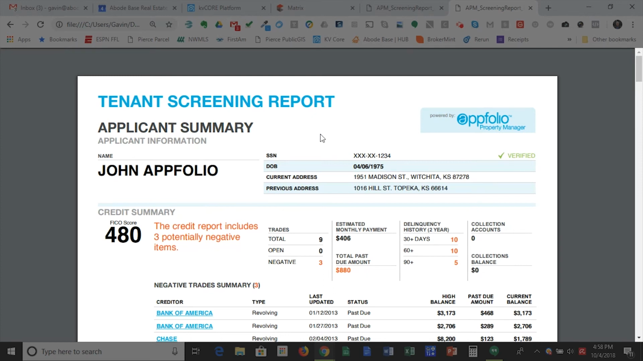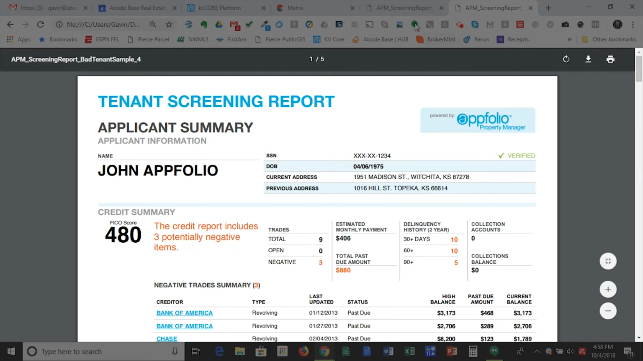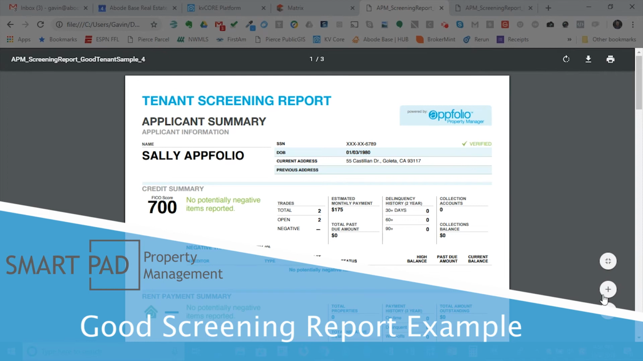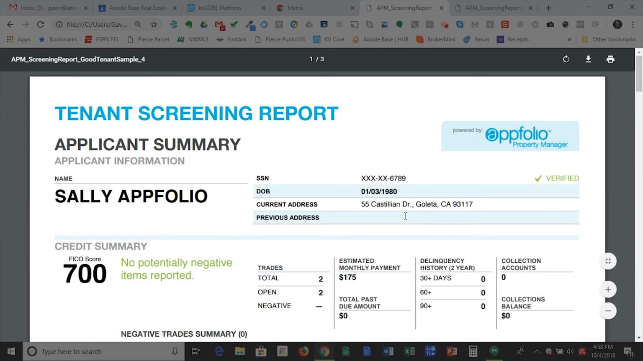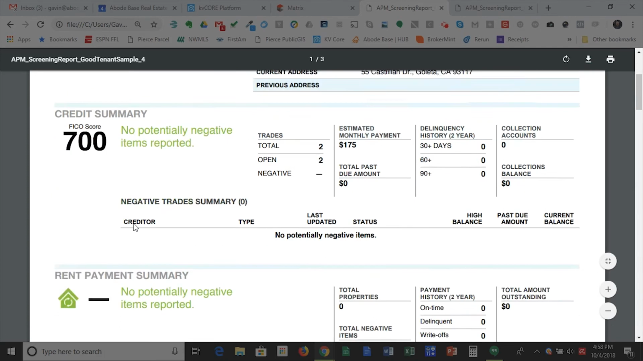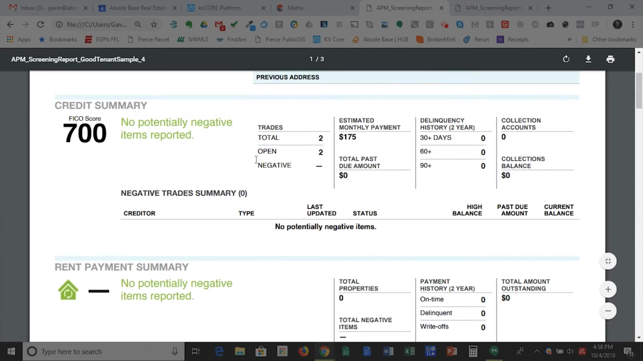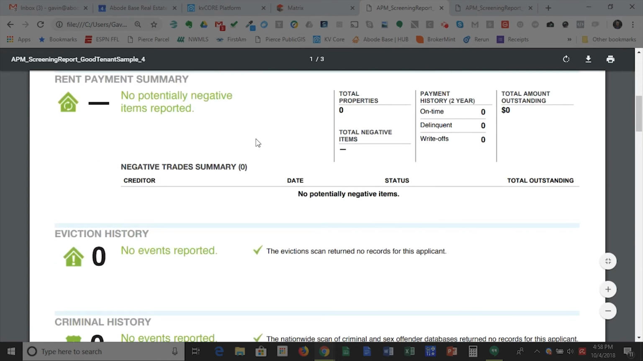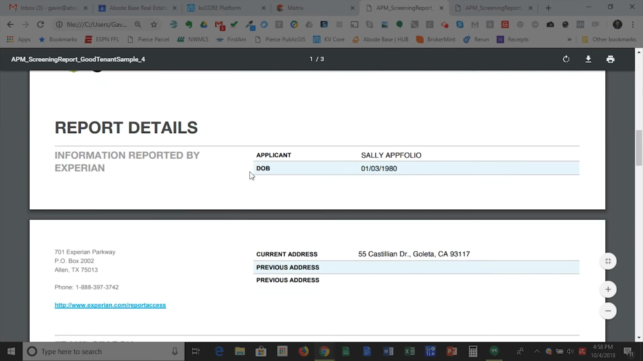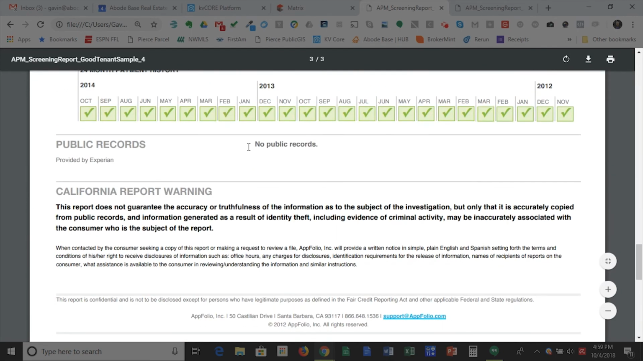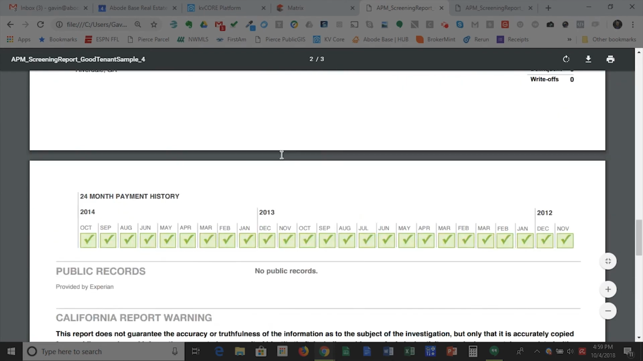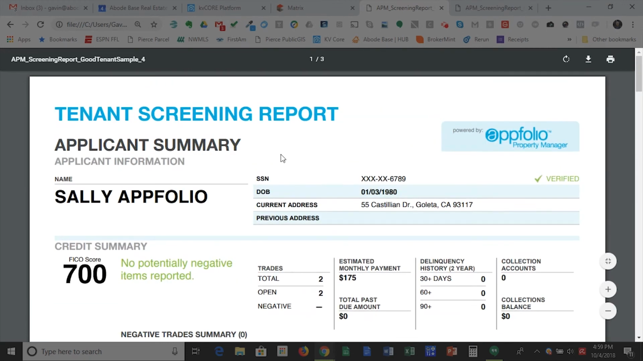So that is a bad screening report, and then here's an example of a good screening report. So this is Miss Sally Appfolio. Again, we have their verified person, we have a good credit score, they're reporting no negative trade items, no negative rental history, no evictions, no criminal history, and then just the rest of the details included in the report, information about their trade lines, etc.